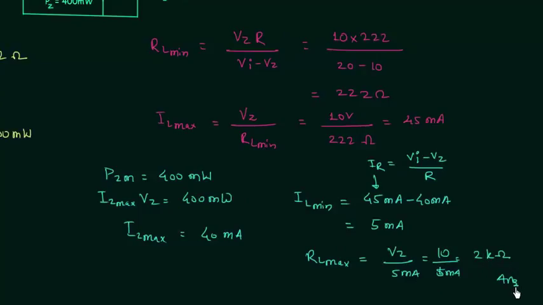This is the answer. This is all for this lecture. I hope you now know how to deal with the varying resistance and fixed input voltage. If you have any doubt, you may ask in the comment section.